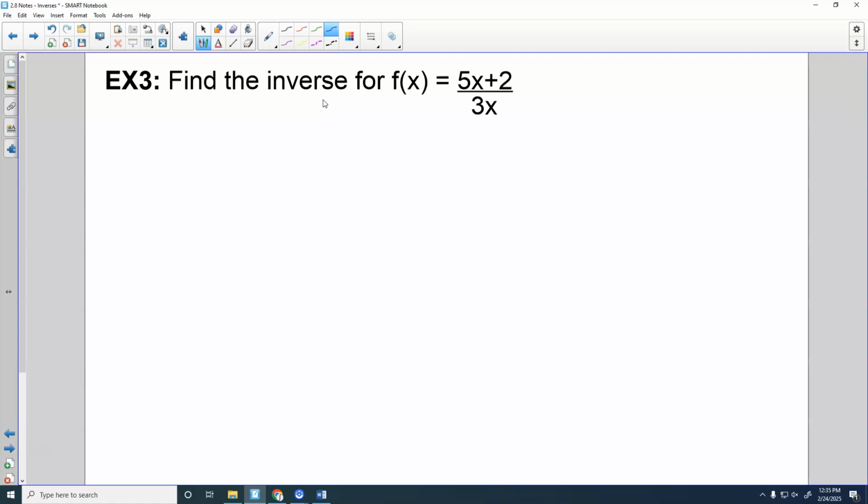The process is the exact same, but it's a more difficult problem. What you're going to do at the beginning is still the same. That f of x is your y. You're going to switch your x's and y's. X is going to equal (5y plus 2) over 3y. What makes this one harder is you've got 2 y's. We didn't have 2 y's in the other problem, and you cannot solve for y when there are 2 of them. Those have to be combined.